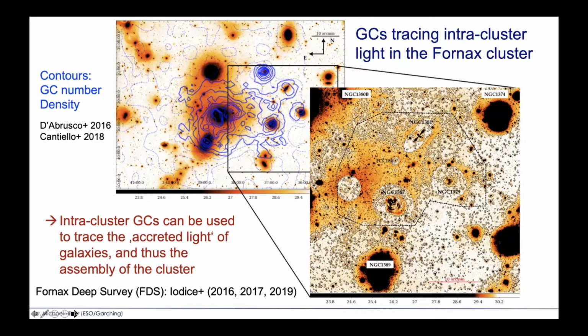And you know that in the center of a galaxy cluster, there's this intracluster light and the outer halos reach far outside. So what you see on the right, lower right, this is a galaxy-subtracted image, and you see intracluster light between them in this east-west direction I mentioned already. And in the upper plot, you see as a blue contour, these contours of globular cluster number densities. And you see that they somehow correlate. So it's entirely possible that you can use intracluster globular clusters as tracers of the accreted light and thus of the assembly of the central galaxies.